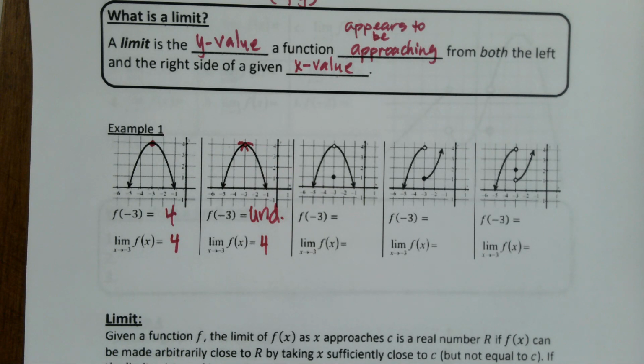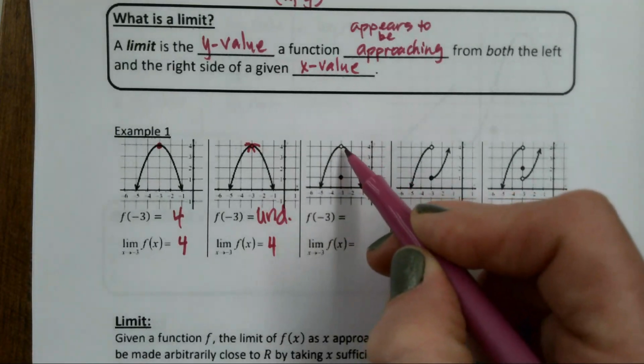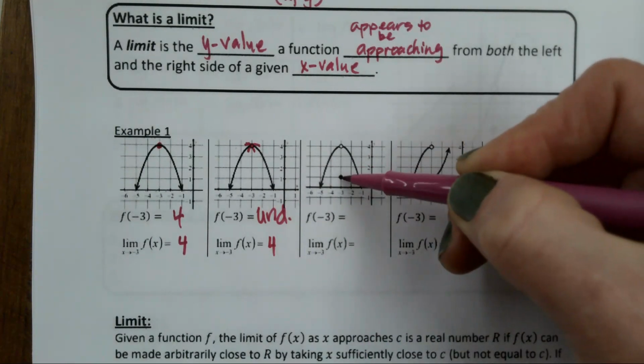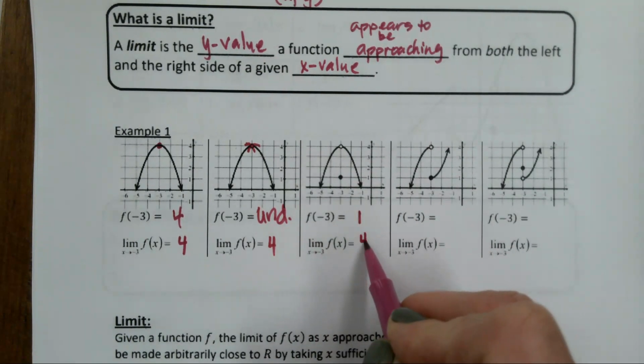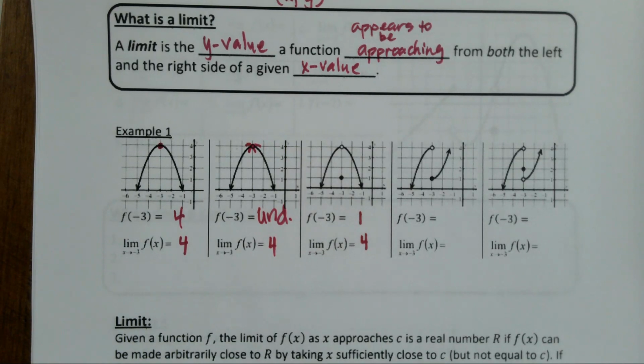And then sometimes we have a removable value, one that falls out of the function. It's undefined at this location, so we give it a different value. The function is not continuous because it still has this hole and this other value drops out. My value here is 1, but my limit is still 4 because it's still going to that hole on each side.